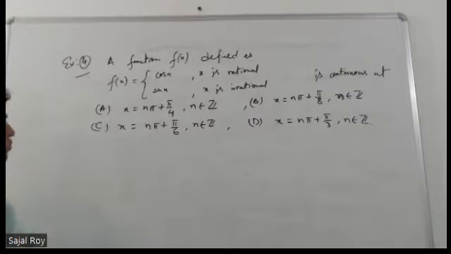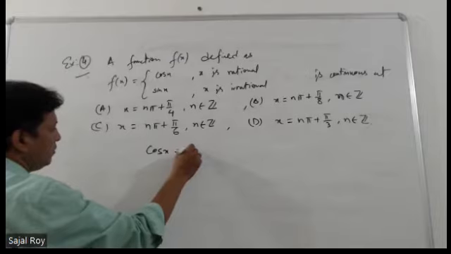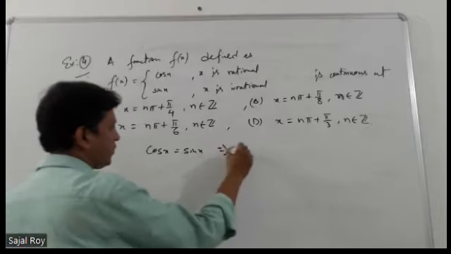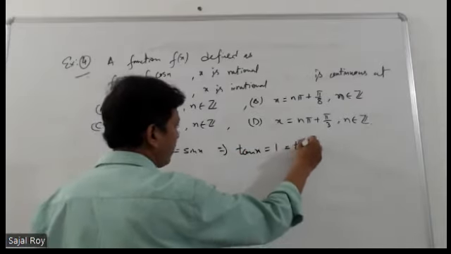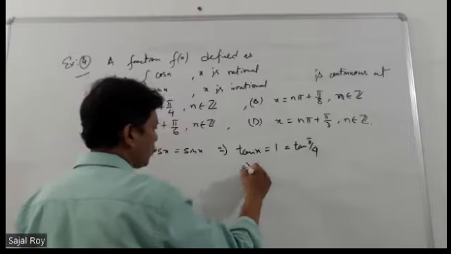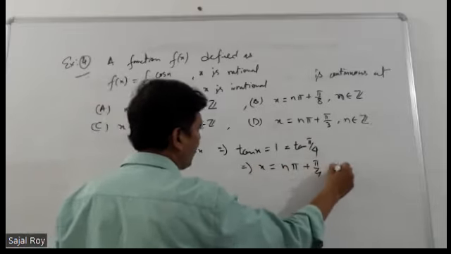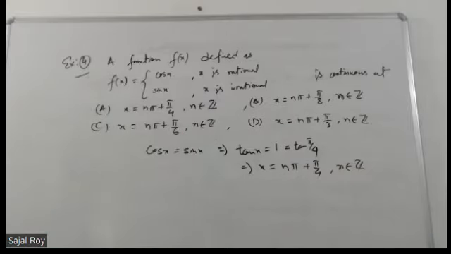Yeah, so this function will be continuous at a common point. When cos x equals sin x, that means tan x equals 1. So tan x equals 1 means tan pi by 4. So the general values are n pi plus pi by 4, where n belongs to the set of integers.